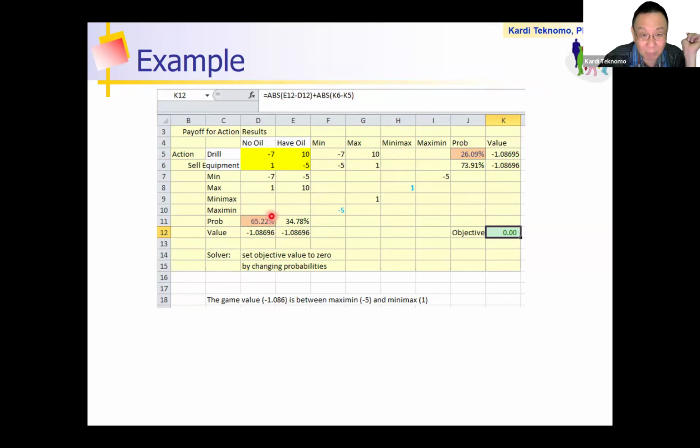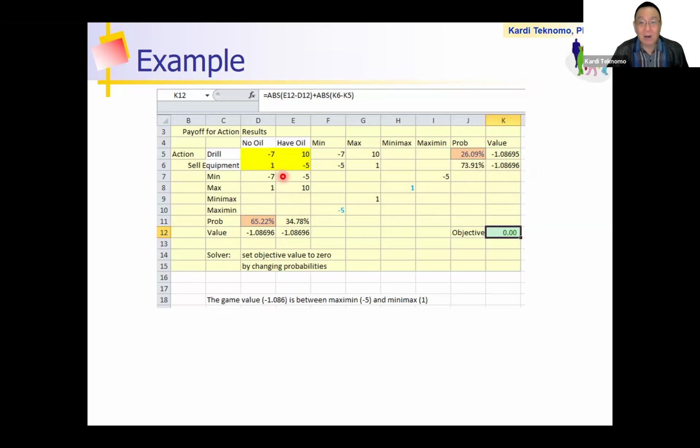And then initially you can set any probability. In Excel, because we have only two, this one is 1 minus this probability, and then this one is also 1 minus this probability, right? Then this value is the probability multiplied by the sum of this. So 7 multiplied by this probability, and then 10 multiplied by this probability is this given value. The same thing here: 1 multiplied by this probability plus minus 5 multiplied by this probability is equal to this value on the right.